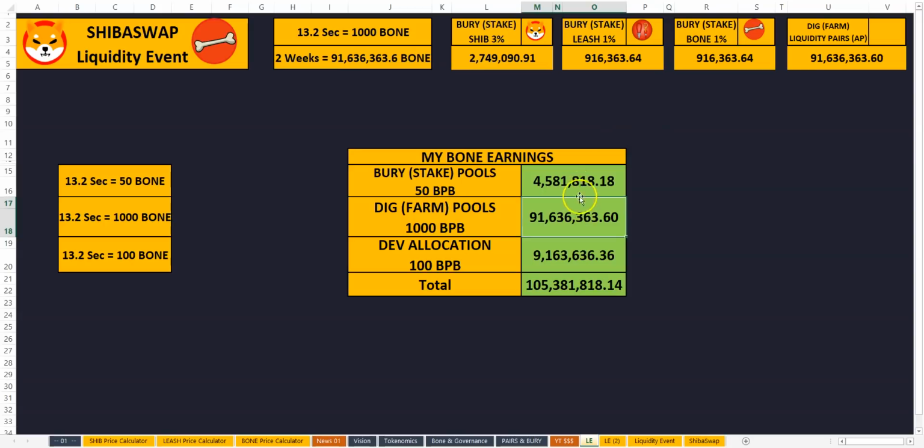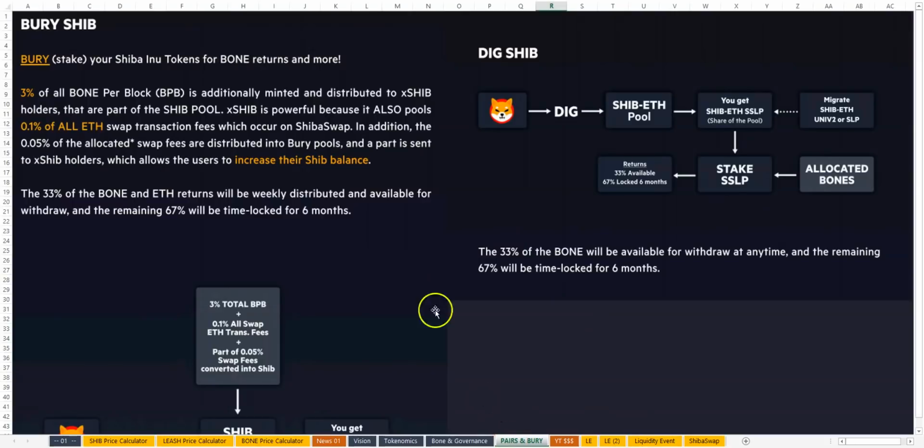But I need to draw your attention to something right now. If you have noticed, providing liquidity gives a lot more rewards in the form of BONE than staking generally does. This is because there's a lot bigger risk, and I'll explain what that risk is. It's high risk, high reward, and that's what we're going to have to be playing on over the next couple of weeks. So I'll try to explain what providing liquidity is.